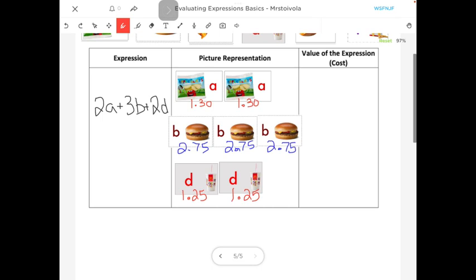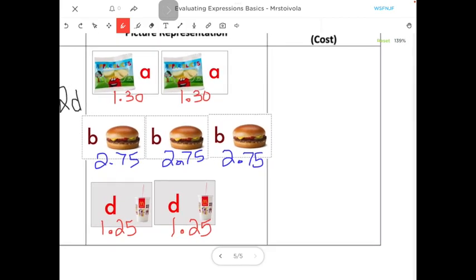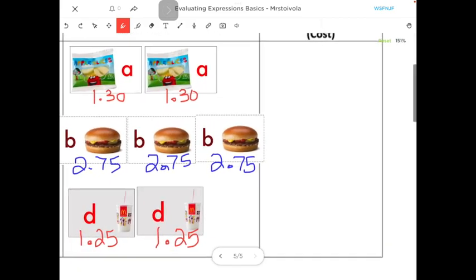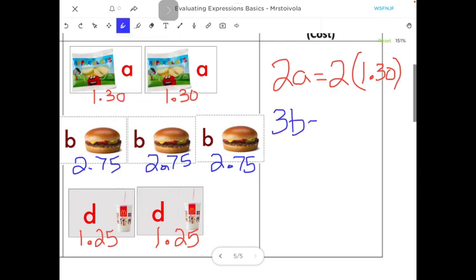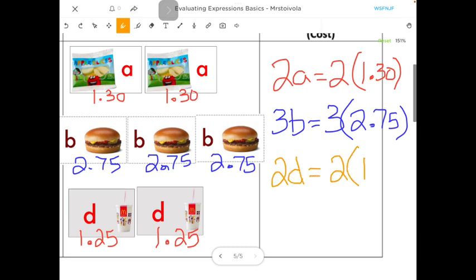All right, again, that's a lot to put in my calculator. So I'm going to rethink what these actually mean. 2A really meant I have 2 repeats of $1.30. And 3B really means I have 3 repeats of $2.75. And 2D at the end really means I have 2 repeats of $1.25.